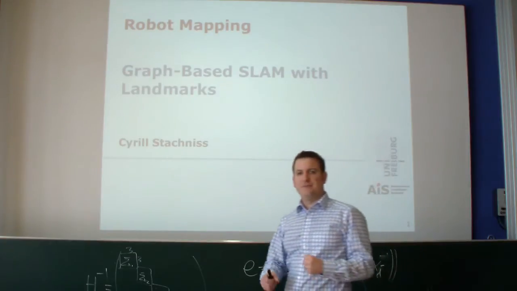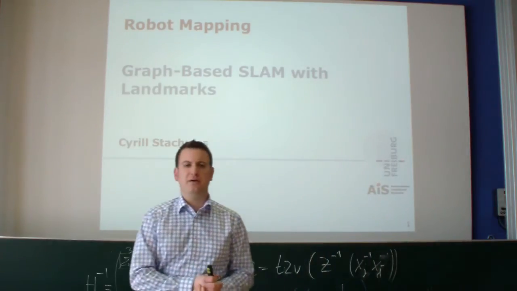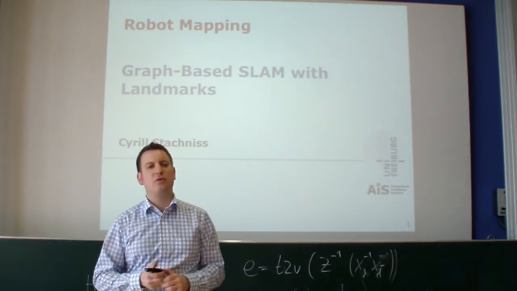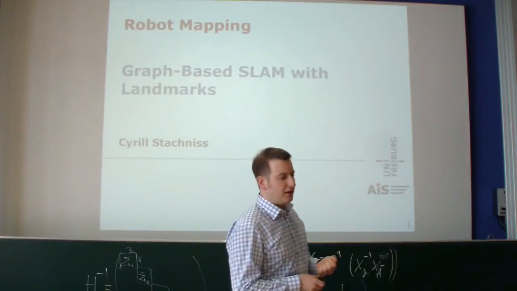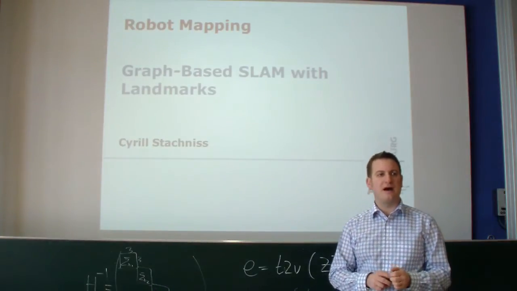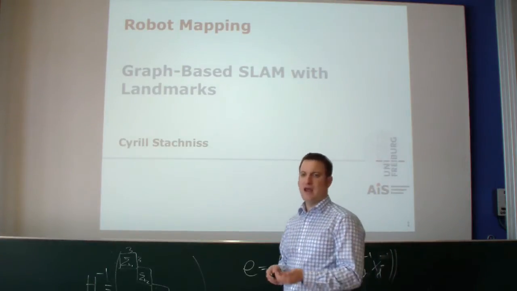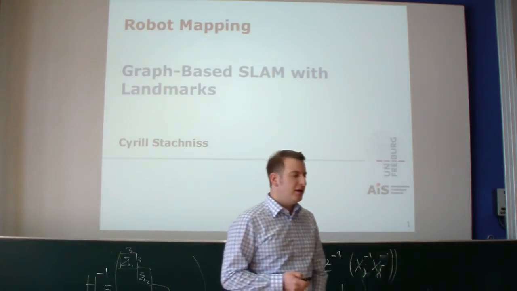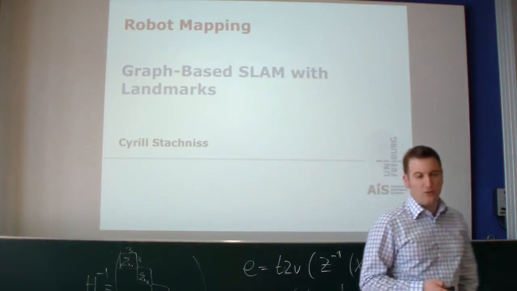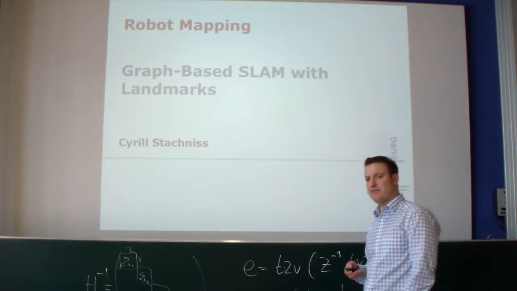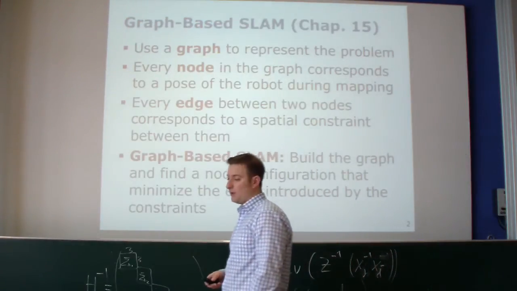Okay, so far we only talked about graph-based SLAM with the so-called pose graphs, where every node in the graph corresponds to the position of the robot. We haven't had any other types of nodes. This will change today when we look into landmark-based SLAM. So we have landmark observations that we observe.